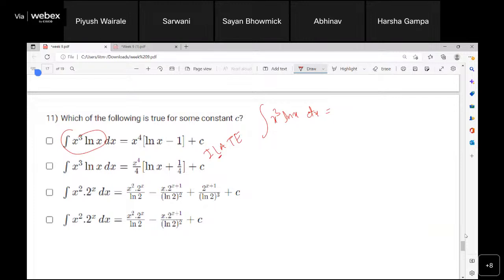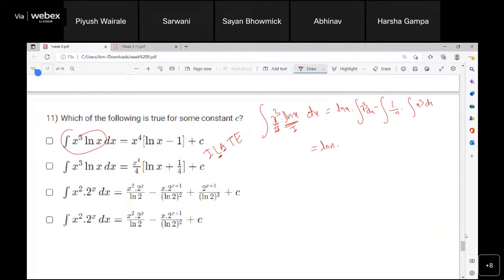Because a logarithm is coming first, and after that algebraic, we can consider this as the first function and this one as the second function. So keep the first function as it is, integrate the second function, minus another integral with respect to dx. In that integral, the derivative of the first function, that is ln of x, is 1 by x, into the integral of the second function, that is x cube dx.